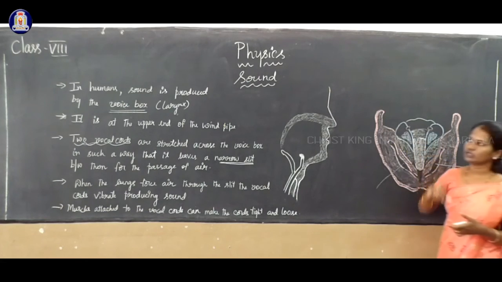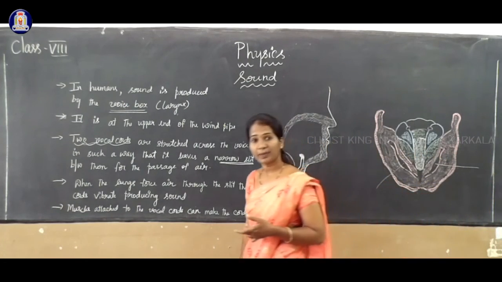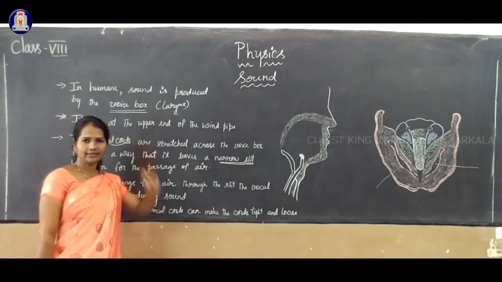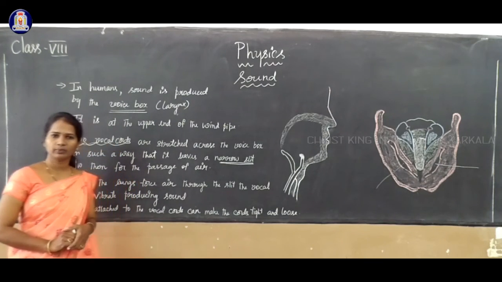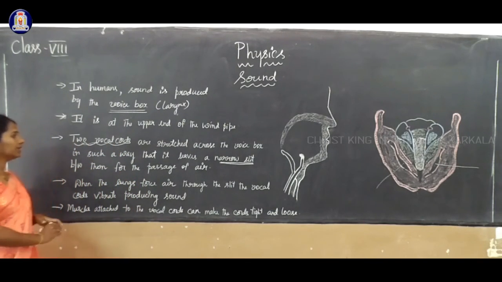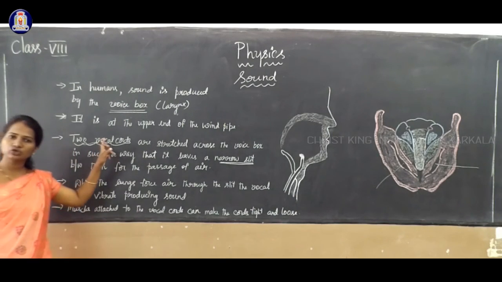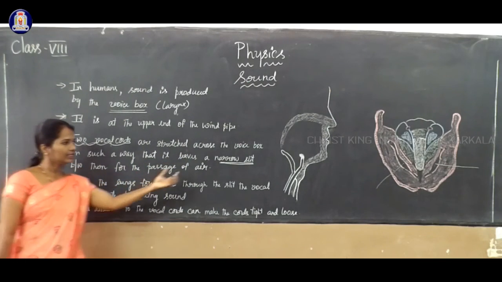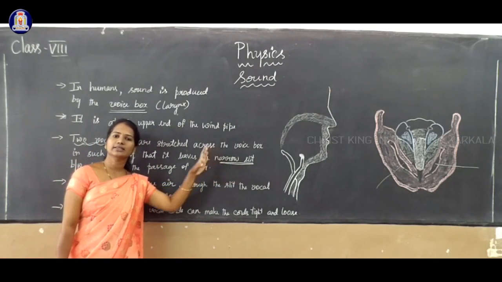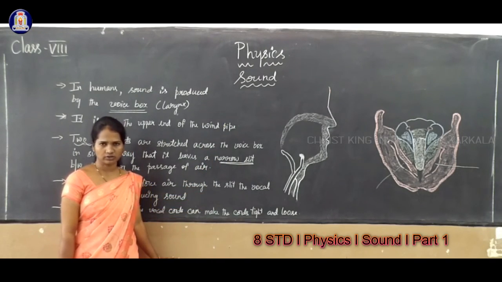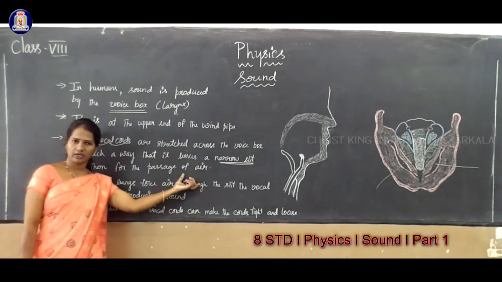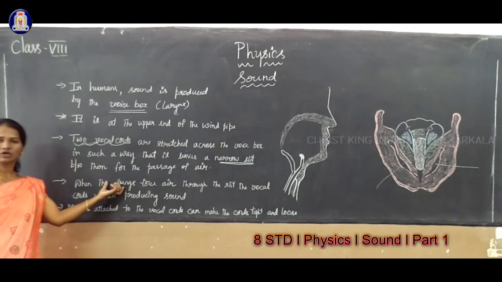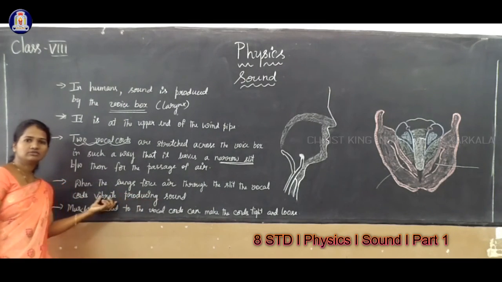So, how is sound produced in the human being? We have a special structure called the voice box, also called the larynx. The larynx has two membranes called vocal cords. These two vocal cords are stretched across the voice box so that they leave a narrow gap between them for the passage of air. When the lungs force the air, because of the passage of air, the vocal cords start vibrating.